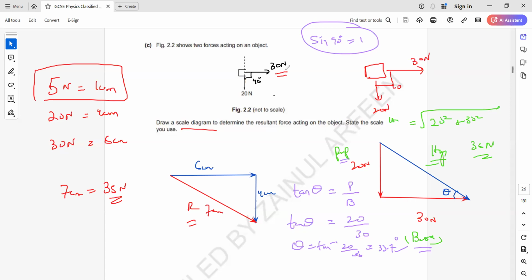So you can use a scale diagram, or you can use Pythagoras in the exam. The vectors now will be at 90 degrees, or perpendicular. You won't have any acute angles or obtuse angles. The two vectors will always be at 90. Perpendicular vector resultant is part of the syllabus.